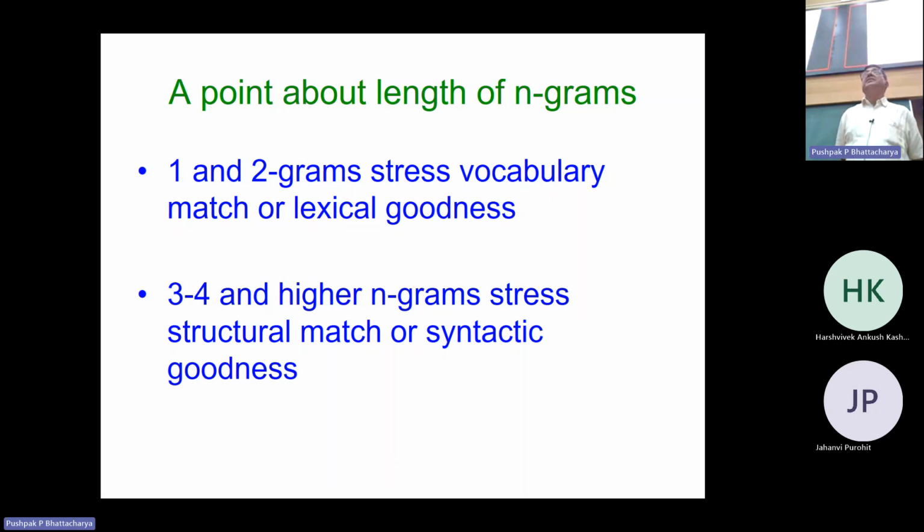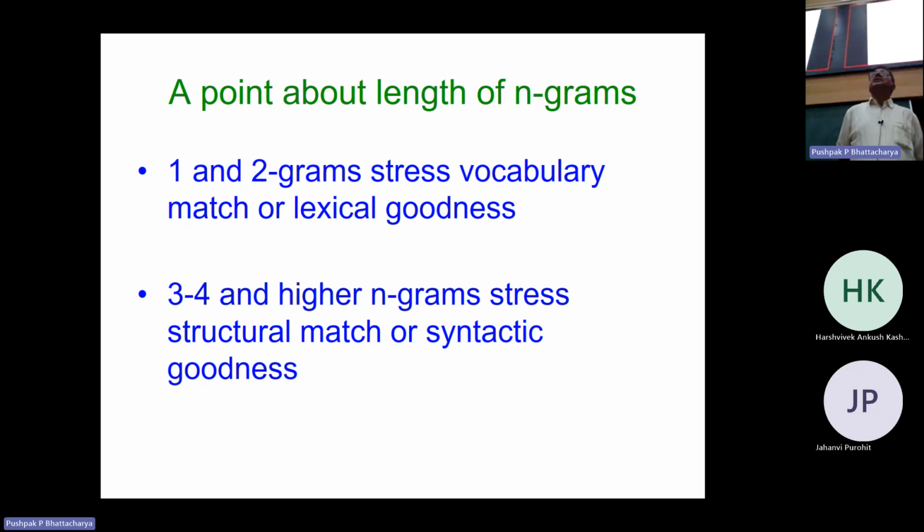A point about the length of n-grams. 1 gram and 2 grams stress vocabulary match and lexical goodness. 3 and 4 and higher n-grams stress structural match or syntactic goodness. This is a very fundamental point, and one of the reasons why BLEU has withstood the test of time. So when you take unigram and bigram, it stresses the match of vocabulary. Unigram is understandable. You have matching of words. Why do bigrams also stress vocabulary match? What are bigrams? Bigrams are two-word combinations.